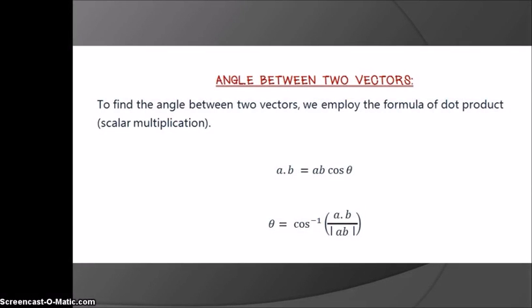Finally, before I leave, to find the angle between two vectors, we employ the formula of dot product or scalar multiplication, which is a dot b is equal to ab cos theta. So quite simply, when you're asked to find the angle between two vectors, you just make the angle theta the subject, which is equal to the cosine inverse of the dot product all over the absolute value of ab. And that's it for now.